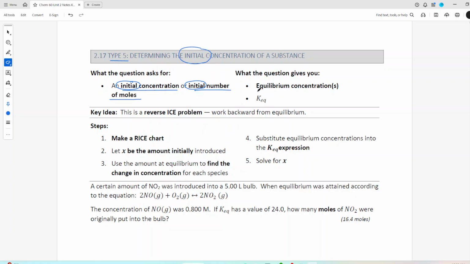What they're going to give you is equilibrium concentration, or Z. So they're going to give you an equilibrium concentration of one species or maybe multiple species. And then you're also going to be given KEQ. The key idea here is that we call these reverse ICE problems. We're going to work backwards from equilibrium.